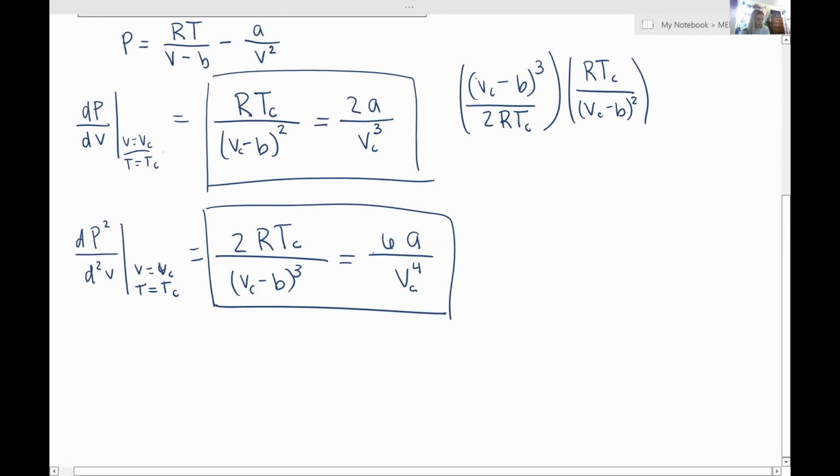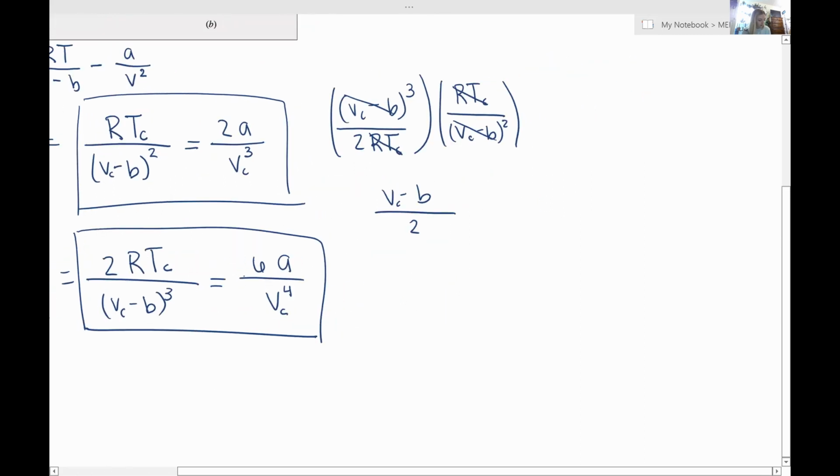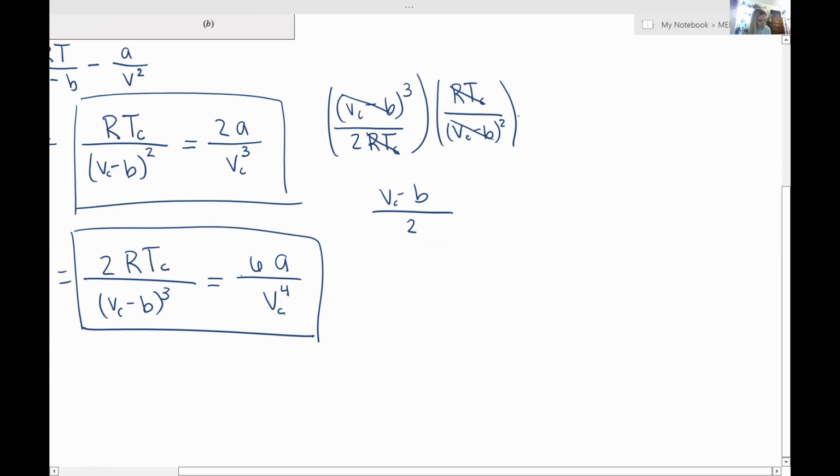And so you can see that our VC minus B's are going to cancel and leave us with 1 VC minus B in the numerator. And our RTCs are going to cancel, so we're left with a 2 in the denominator. So now looking at the right side of our equation, we have the inverse of our second derivative, which is going to be VC to the 4th over 6A. And we're multiplying that by our first derivative, 2A over our critical volume cubed.